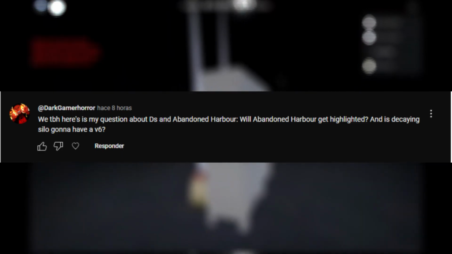My question about that is Ebbed Gold Harbor. Will Ebbed Gold Harbor get highlighted? And does the case in Logan have a V6? For the Ebbed Harbor getting highlighted, I really doubt that will happen. And... what? DSV6? No! No!